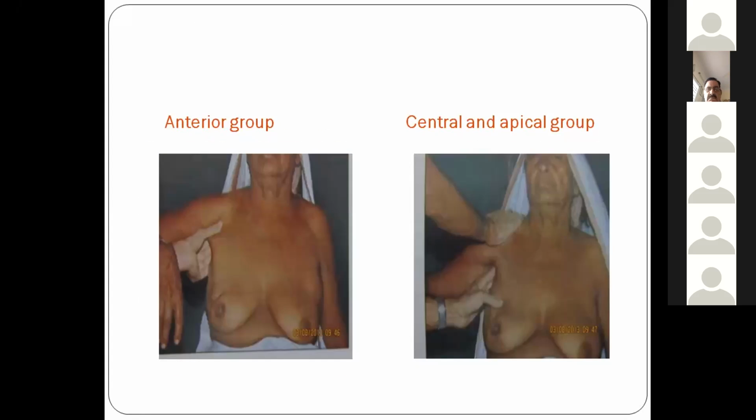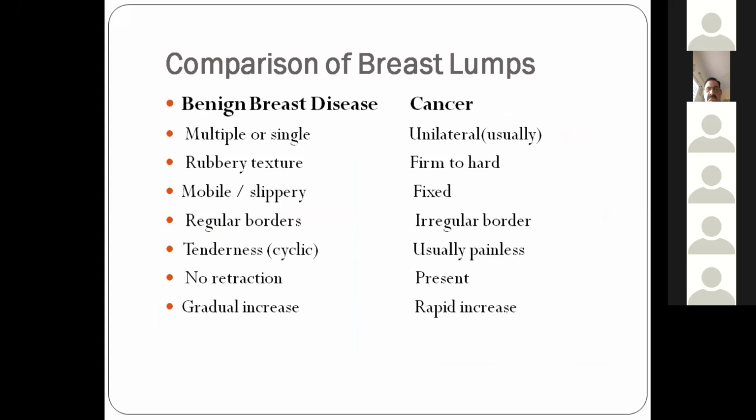After doing your clinical examination, whenever you have your detailed clinical examination findings and your history taking findings, which will definitely point you towards some conclusion, what my diagnosis or differential diagnosis is going to be. So there's a little comparison that I have put forward. Most of the time benign breast diseases or benign breast lumps can be multiple, but usually malignancies are unilateral.